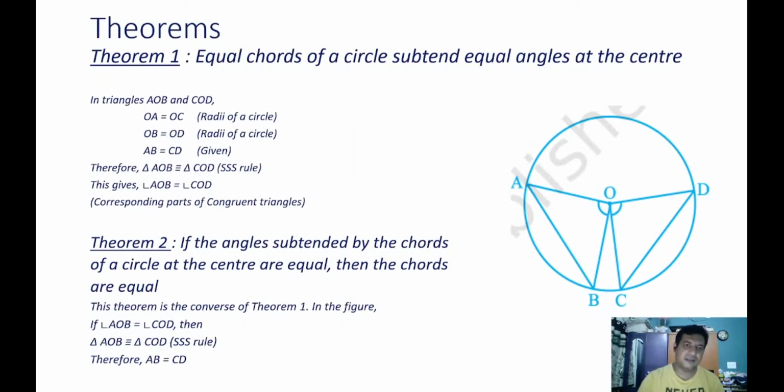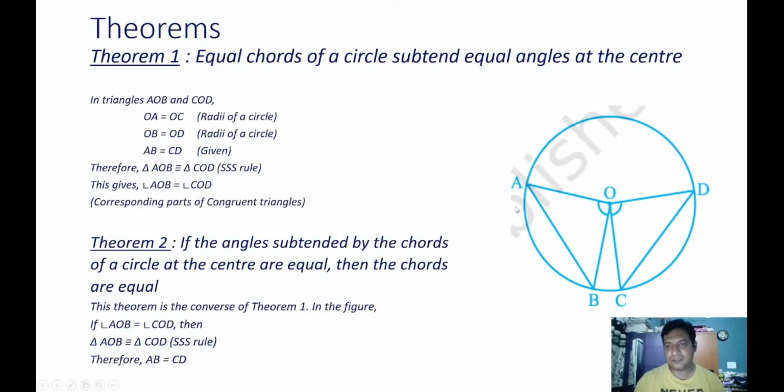So quickly we'll move on to a couple of theorems on the circle. Theorem 1: equal chords of a circle subtend equal angles at the center. Subtend, in the sense, they make or create or develop. There are many meanings of the word subtend, which means make or create or develop. Clear? Equal chords of a circle make equal angles at the center, right?